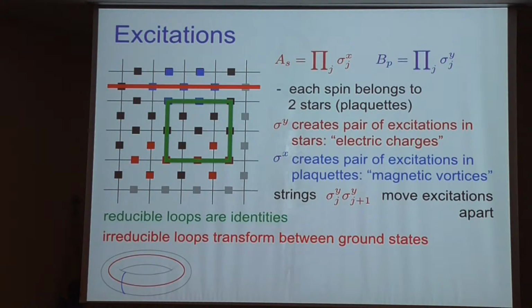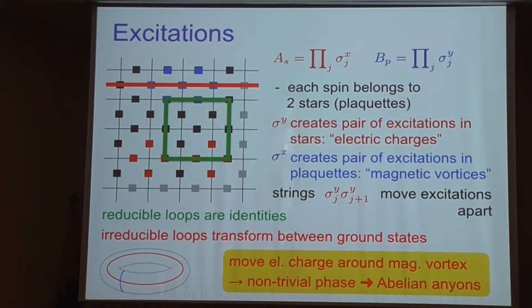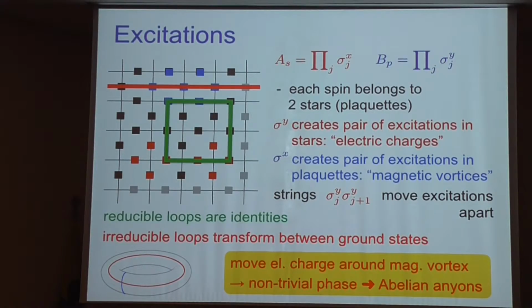Then these transformations actually transform one of the topologically ordered states into another one. And the interesting thing is that if you move an electric charge around a magnetic vortex, then you pick up a non-trivial phase. And that's why these are an example of anyons. Yeah? So these are the interesting features of this toric code.